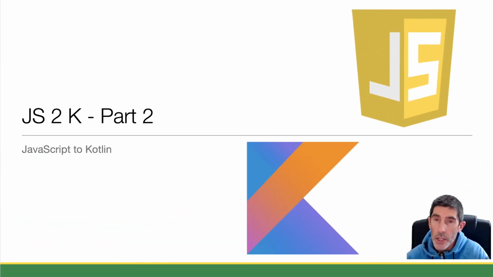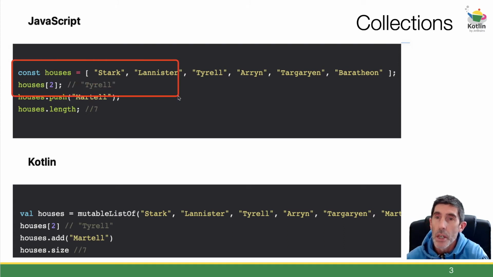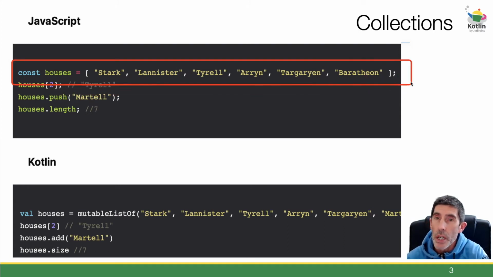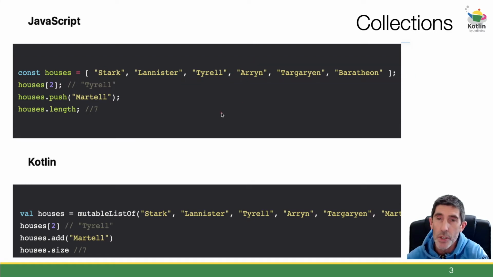Okay, so welcome back to part 2 of our JavaScript to Kotlin comparison. So just to begin with, we'll look at a couple of slides on collections. So in JavaScript, we will say something like this. So again, just creating our const houses and just a basic JavaScript array there, just all strings, again, our Game of Thrones theme there. And we can access them like so.